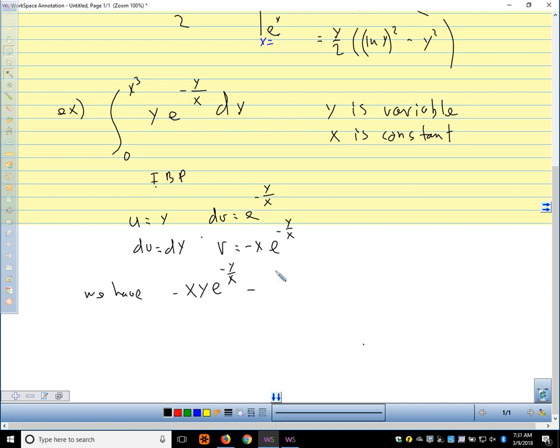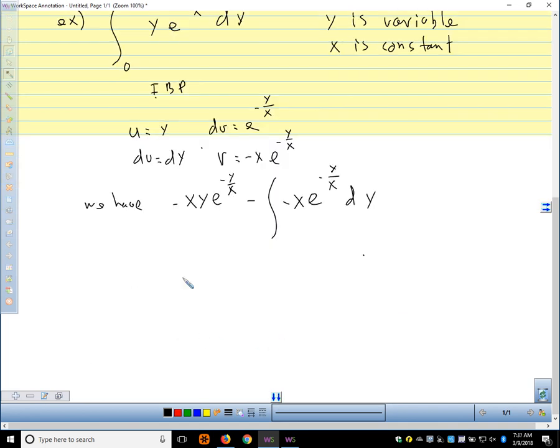Minus, and I'm leaving off my limits here. We'll put in the limits at the end. Minus the integral of x e to the minus y over x dy. And x is just a constant. So this equals minus xy e to the minus y over x plus, and we're integrating x e to the minus y over x, so we get a minus x squared e to the minus y over x.